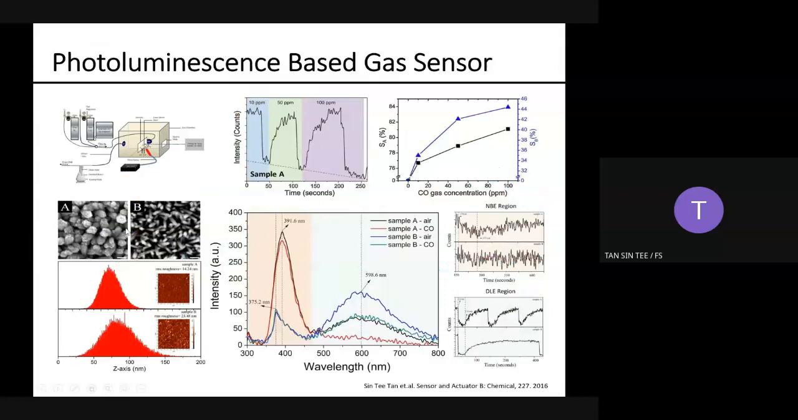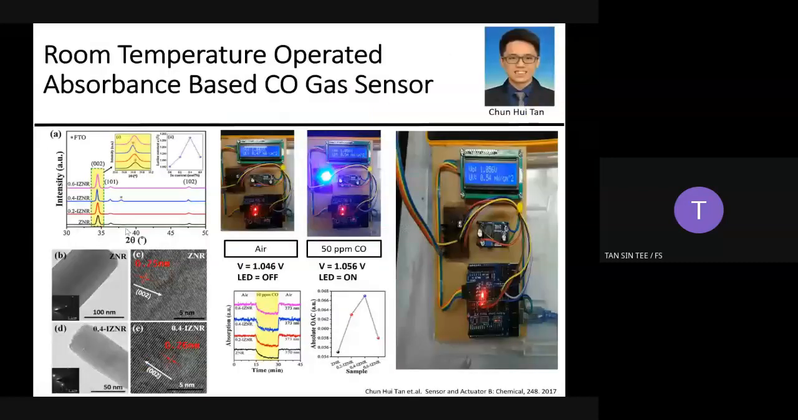All right. After that, we tried to improve our PL sensor to move it a little bit toward a prototype system. For the prototype system, I got help from one of my PhD students during my postdoc. His name is Chun Hui. Right now, he is working as a Utah lecturer.